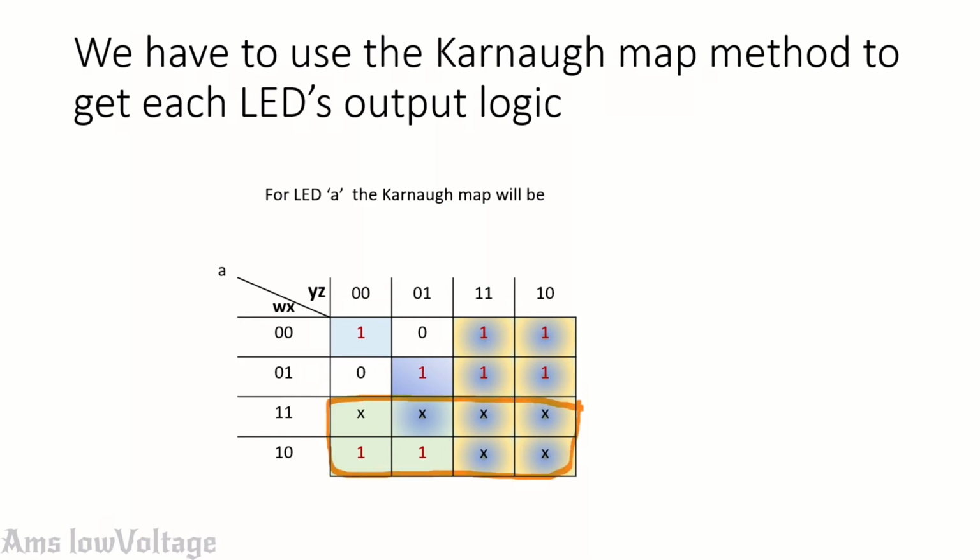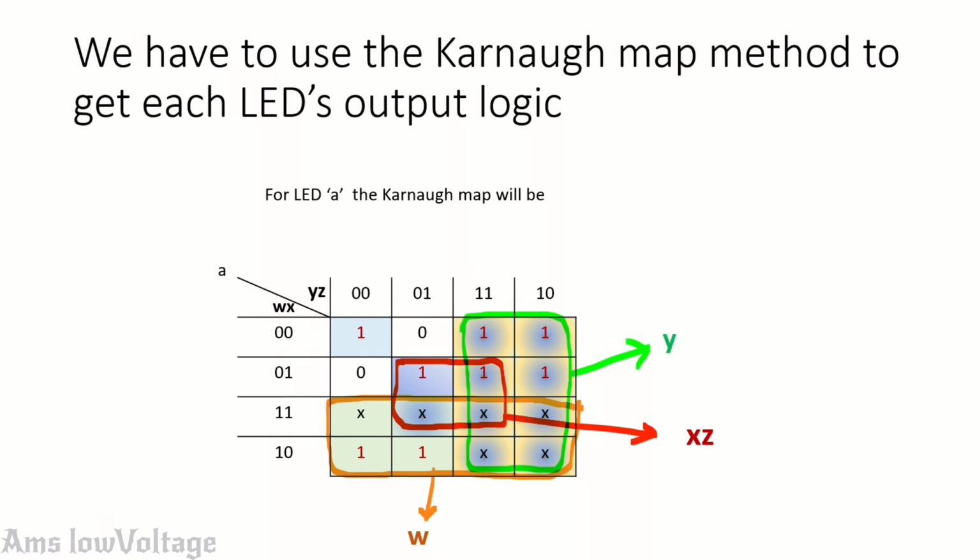because the don't care X we can consider as a 1 or as a 0. For making our group, we can consider this as 1, so I'm considering this as 1 1 1 1 1. So we have got a group of 8 sections, and that will output only W. And same for the other. I have made another group, this one, and this is XZ. I have made another group, and this is outputting Y, and only one is remaining.